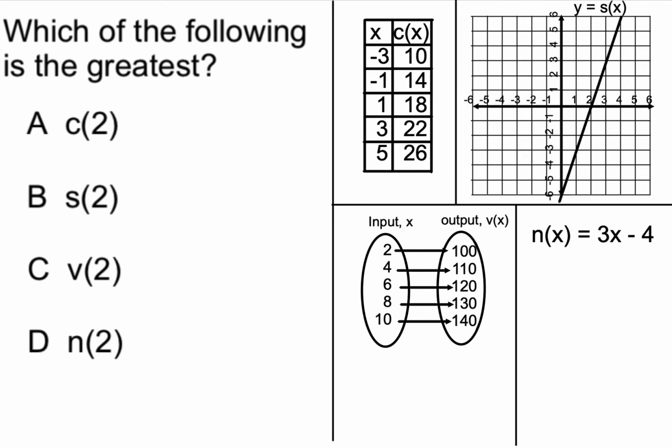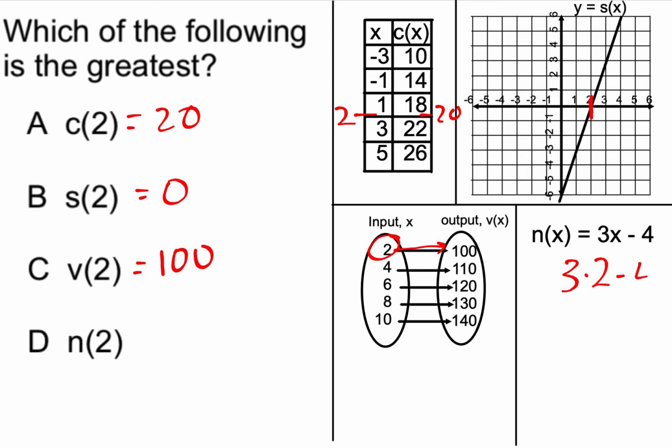Which of the following is the greatest? C of 2, S of 2, V of 2, or N of 2? To answer this question, we're going to have to find out what these values are first. C of 2 we figured out a little bit ago is 20. S of 2 we also figured out is 0. V of 2 is 100. And N of 2 is going to be 3 times 2 minus 4. That's 6 minus 4, which is 2. So which of these are the greatest? It would be V of 2, because 100 is bigger than those other three numbers.